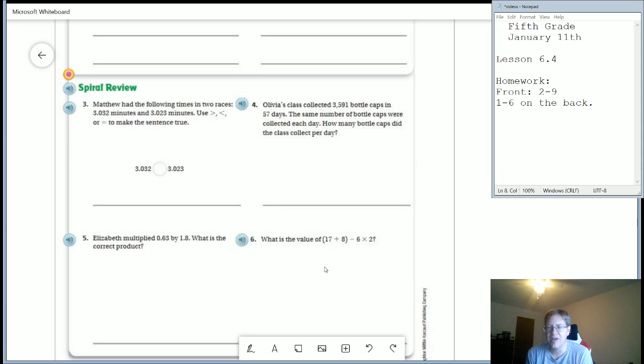Remember our order of operations, everything in parentheses first. And then going from left to right, we do all of our multiplication and division problems. Then we do all of our addition and subtraction parts.